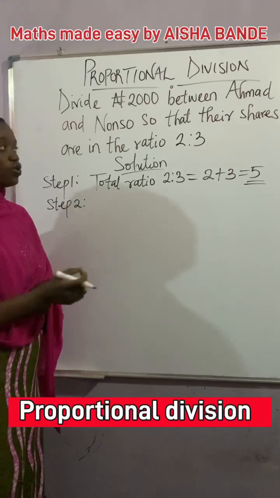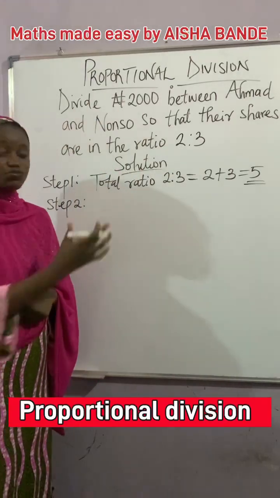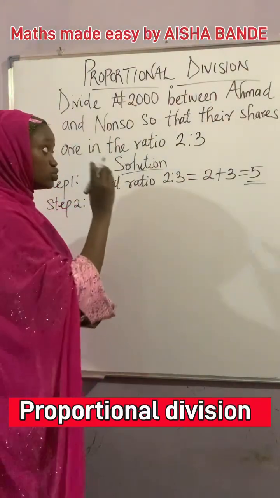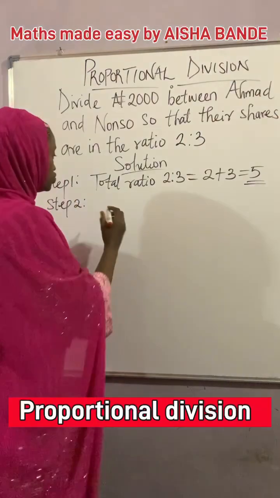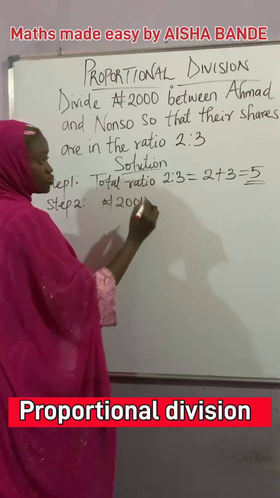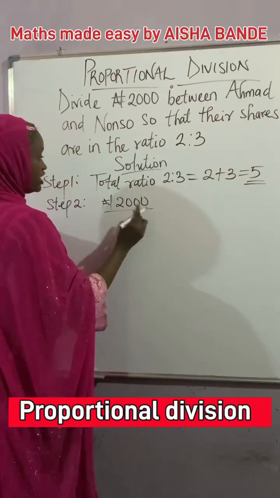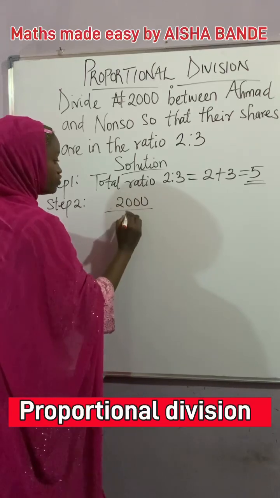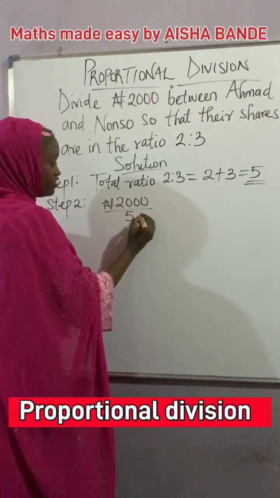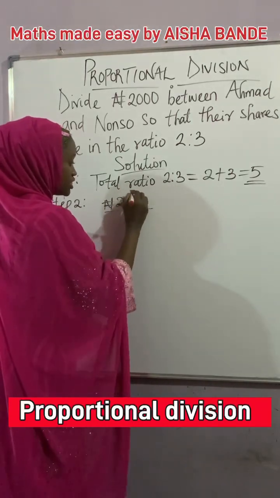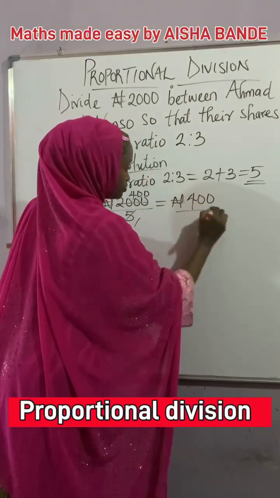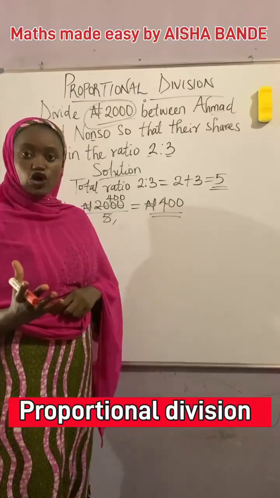For step 2, we take the total amount of money that is to be shared between the two boys, that is Ahmed and Nonso. We divide the total amount of money by the total ratio. So the total amount of money is 2,000 naira. We divide by the total ratio, which is 5. So 2,000 divided by 5: 5 in 20 goes 4 times, so we have 400 naira. This is step 2. So now we are done with step 2.